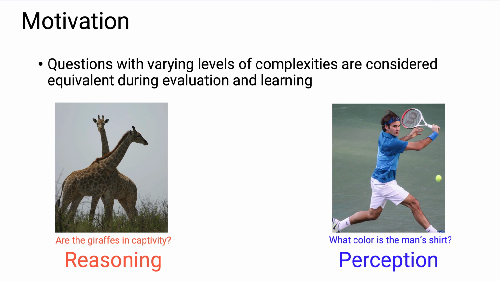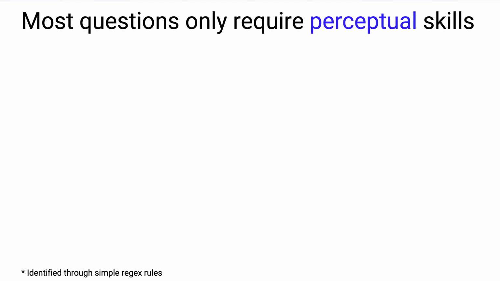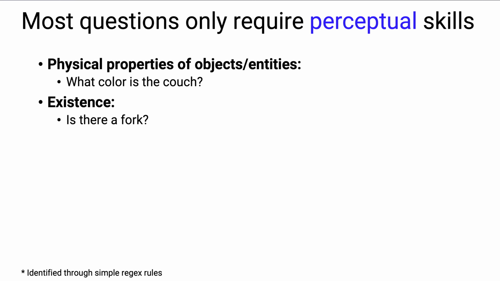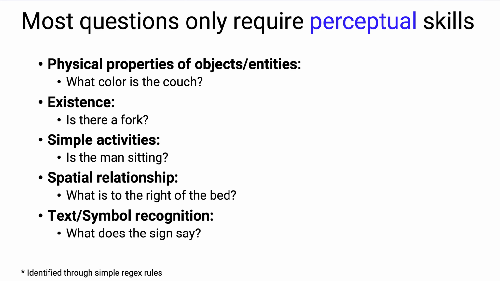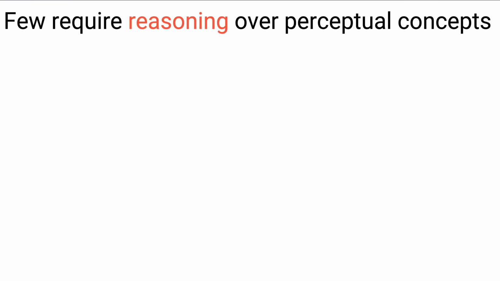We start by identifying perception questions in the VQA dataset. The majority of the questions in the VQA dataset fall in the category of perception questions. In this work, we define and categorize perception questions into 5 categories stated below. These questions form about 82% of the VQA dataset, and we identify them through simple regex rules.